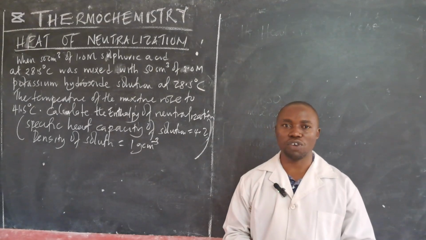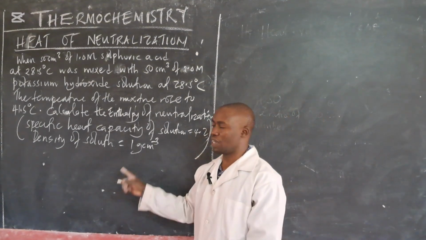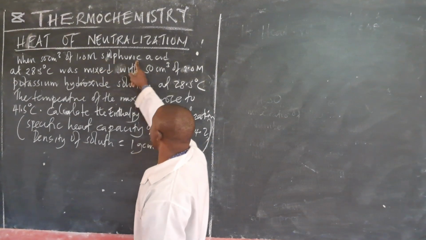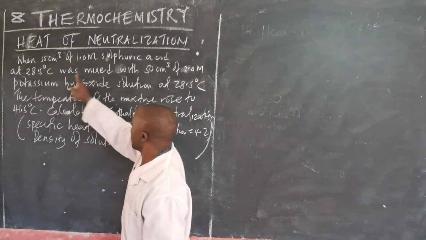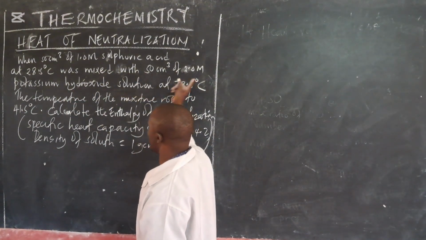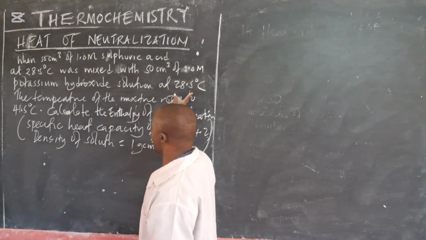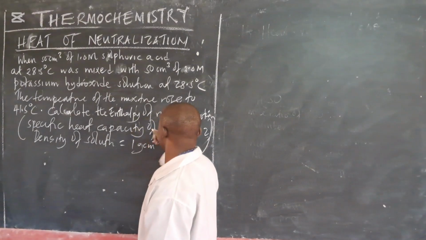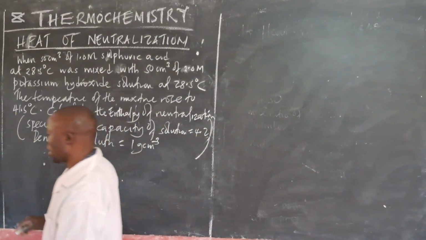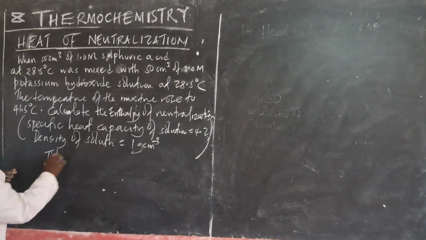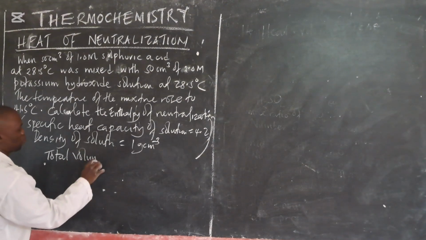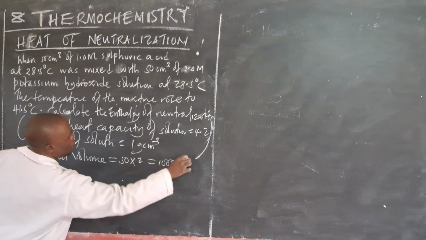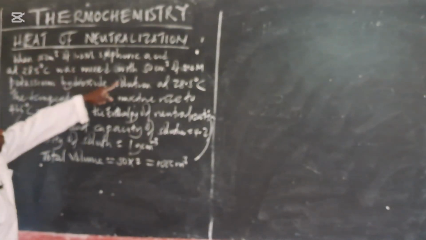Let us look at heat of neutralization. Right away dive into the example. When 50 cubic centimeters of 1 molar sulfuric acid at this was mixed with 50 cubic centimeters of 2 molar potassium hydroxide at this, the temperature of the mixture rose to this value. Calculate the enthalpy of neutralization. We start by finding the total volume of the solution. So total volume, we got 50 times 2, which is 100 cubic centimeters because I'm using 50 and 50.